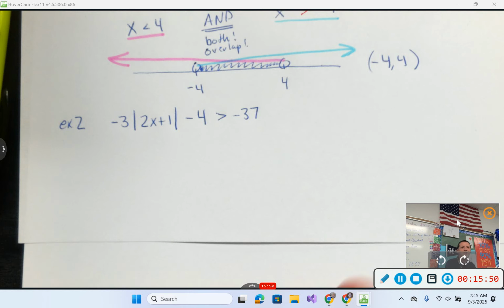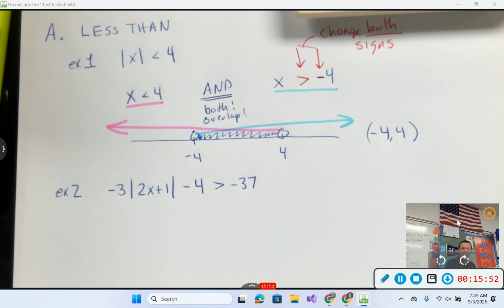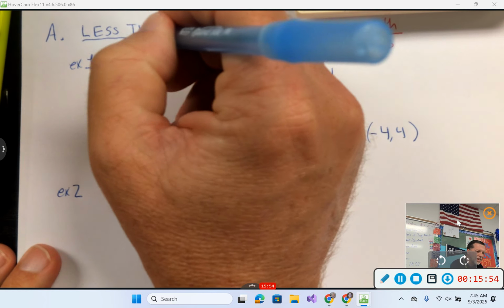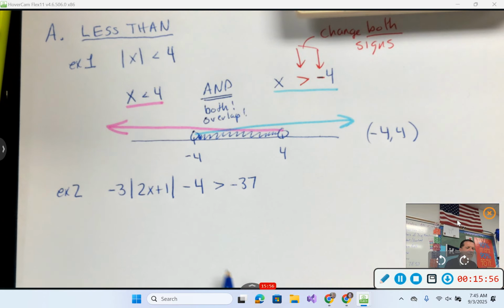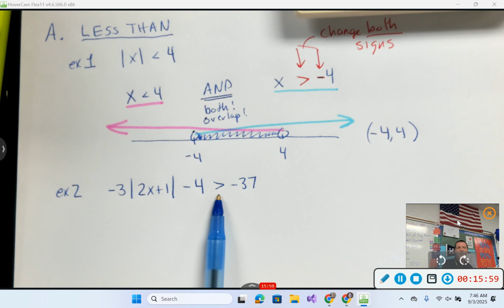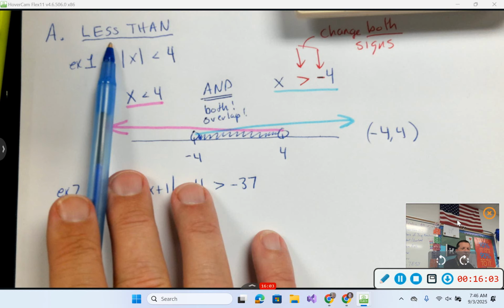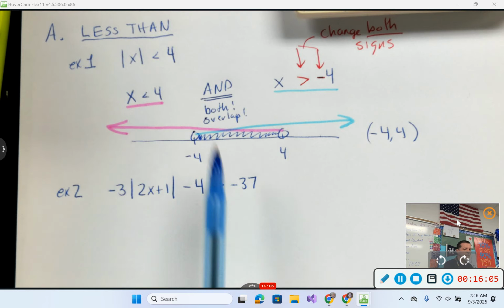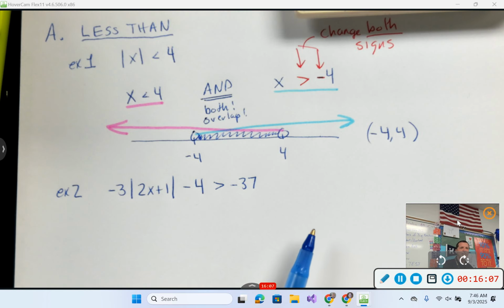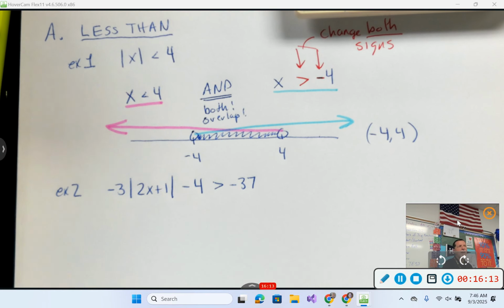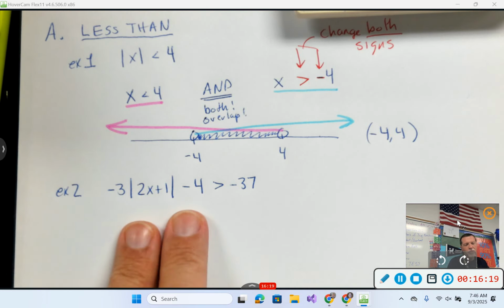Well, first off, big picture, I said this is a less than problem, but it sure looks like a greater than problem. Anyone peek ahead and know why this is secretly a less than problem? It's going to end up flipping. Why? Because you divided by negative. Yeah, in a minute we're going to divide by negative 3, and that's going to flip it around. So that's a good reminder that we don't categorize the problem until we've got the absolute value thing by itself, or unless we can peek ahead.